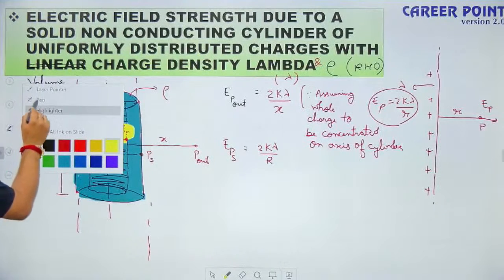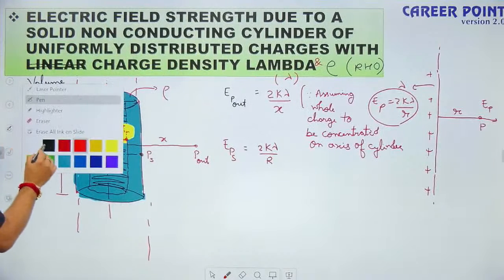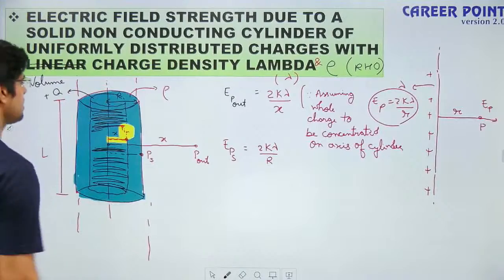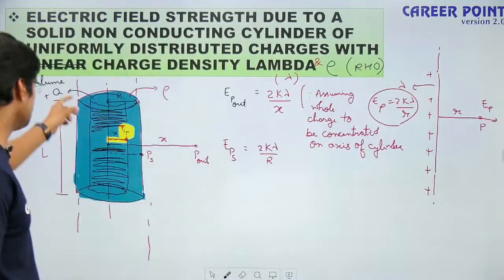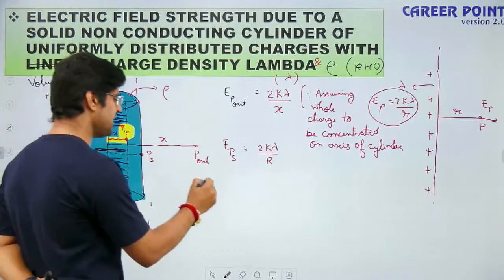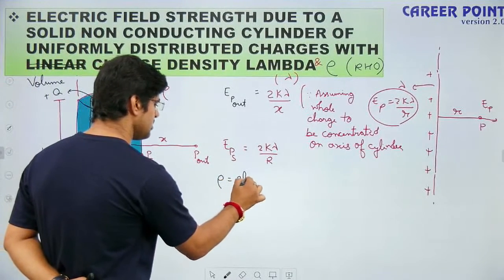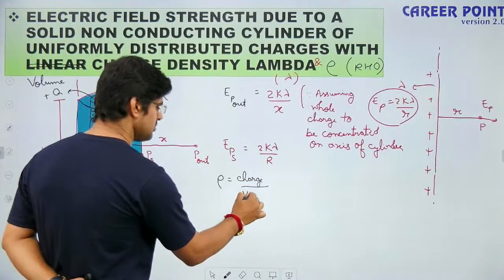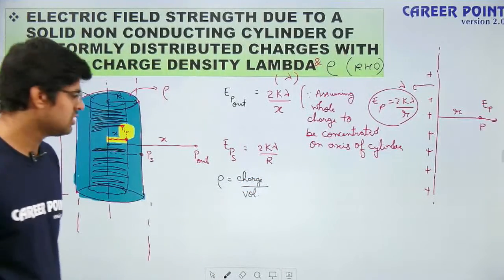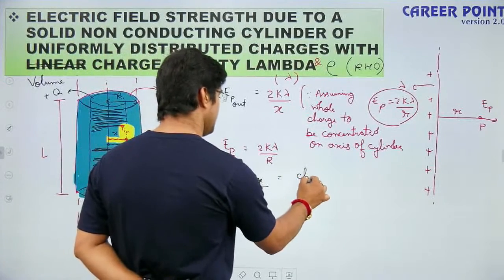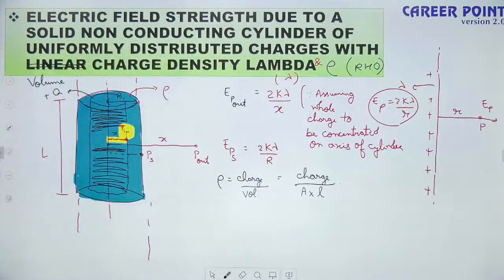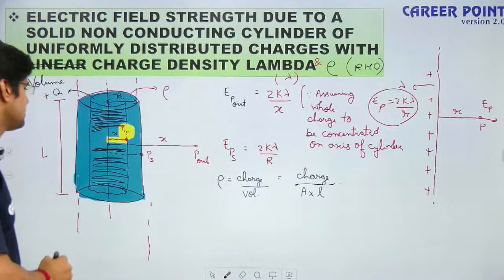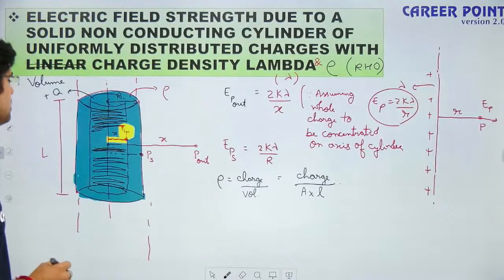Now how are we supposed to write the charge concentrated here? In this case, if rho is the given charge per unit volume, and we are considering the length of the cylinder as capital L, I am writing rho equals charge per unit volume. So you can say charge by area into length. Do you agree? So charge per unit length is this, no problem.